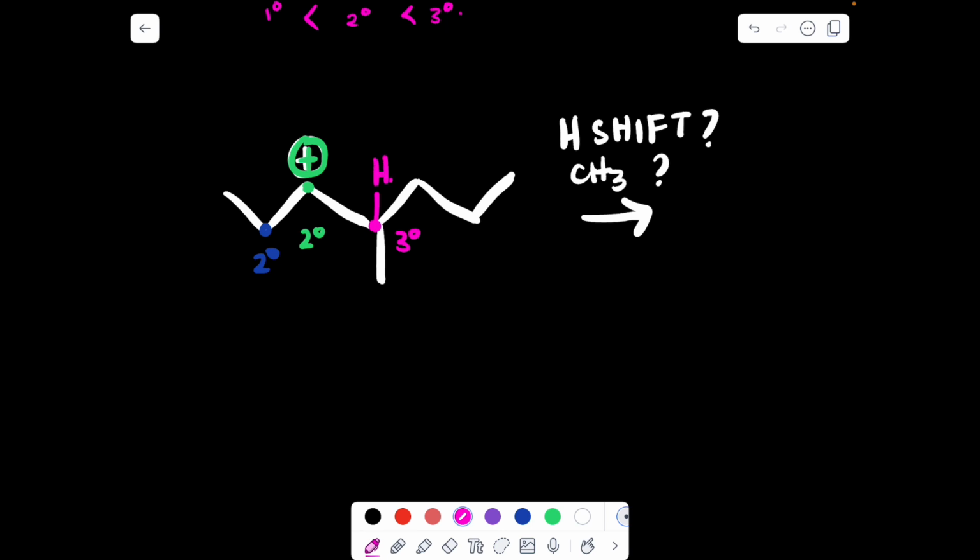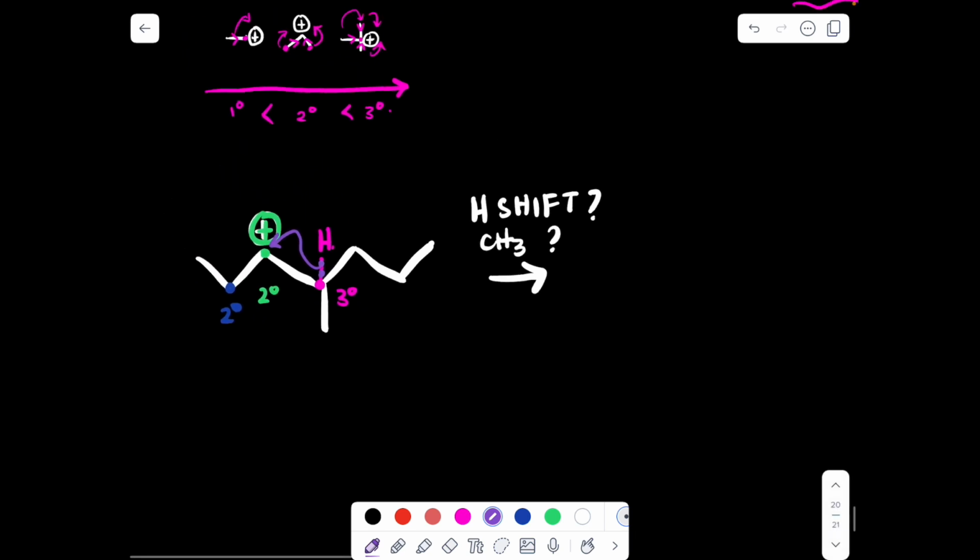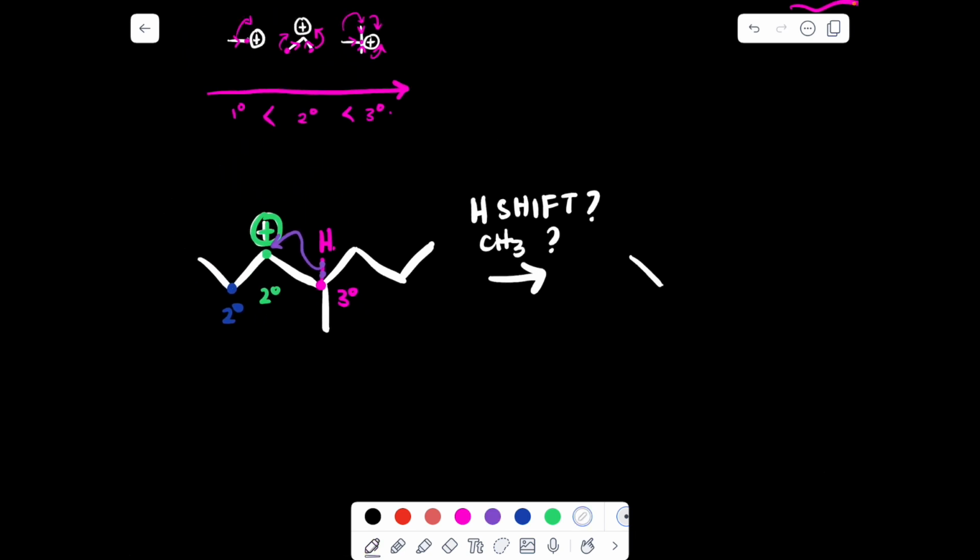So it has a hydrogen that can jump 1 carbon away, 2 in, which will leave the 3' carbon in the deficit, because the hydrogen will go to the initial 2' carbocation.